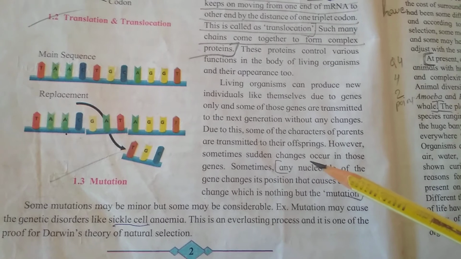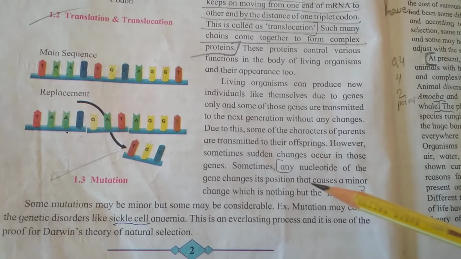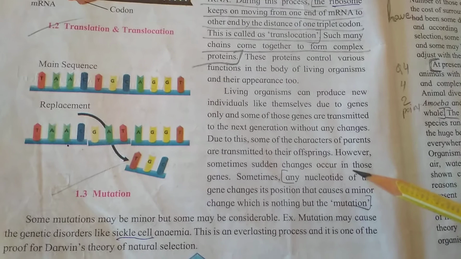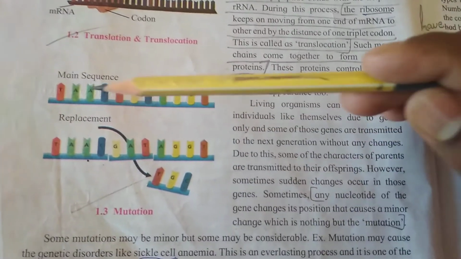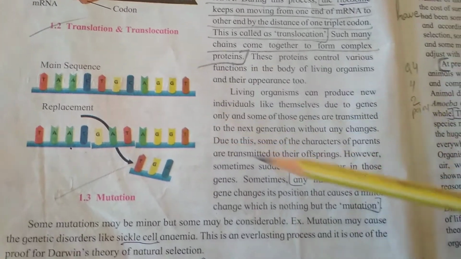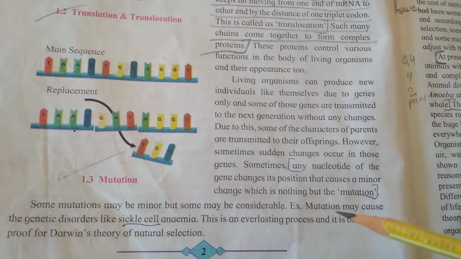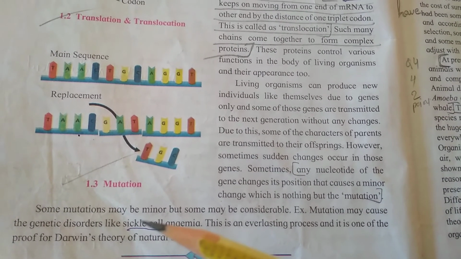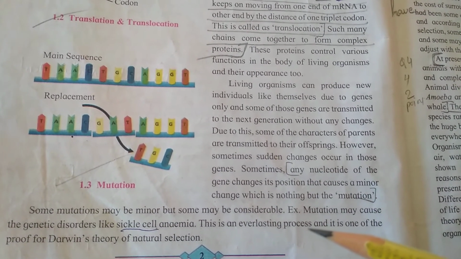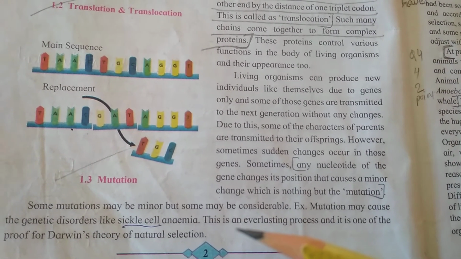However, sometimes sudden changes occur in those genes. Sometimes a nucleotide of the gene changes its position, which causes a minor change. This is nothing but mutation. Mutation means a change in the basic structure. Here is the diagram of mutation. Some mutations may be minor, but some may be considerable. For example, mutation may cause genetic disorders like sickle cell anemia. This is an everlasting process, and it is one of the proofs for Darwin's theory of natural selection.